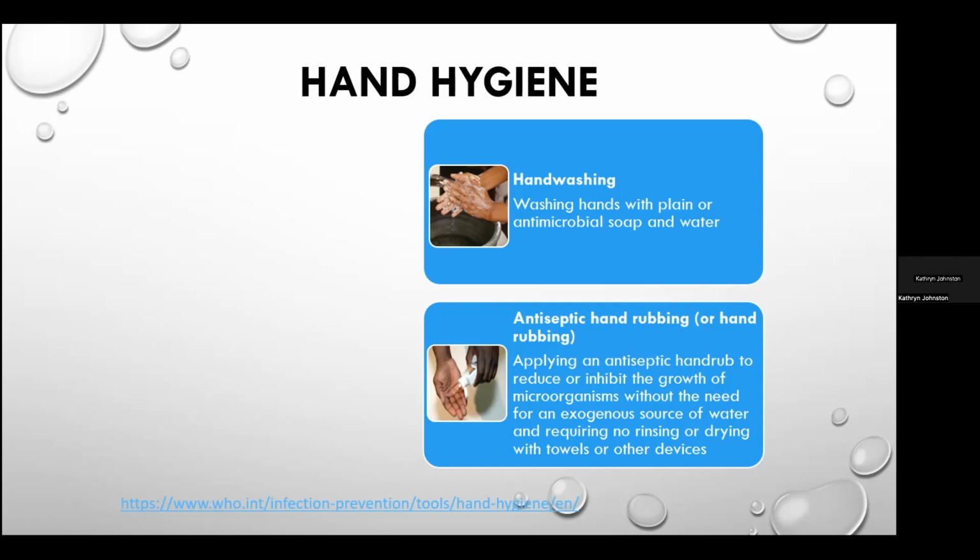Hand hygiene is the act of washing one's hands with soap and water or through the application of an antiseptic hand rub, most commonly an alcohol-based hand rub, to prevent the transmission of microorganisms from one person to another via contaminated hands.